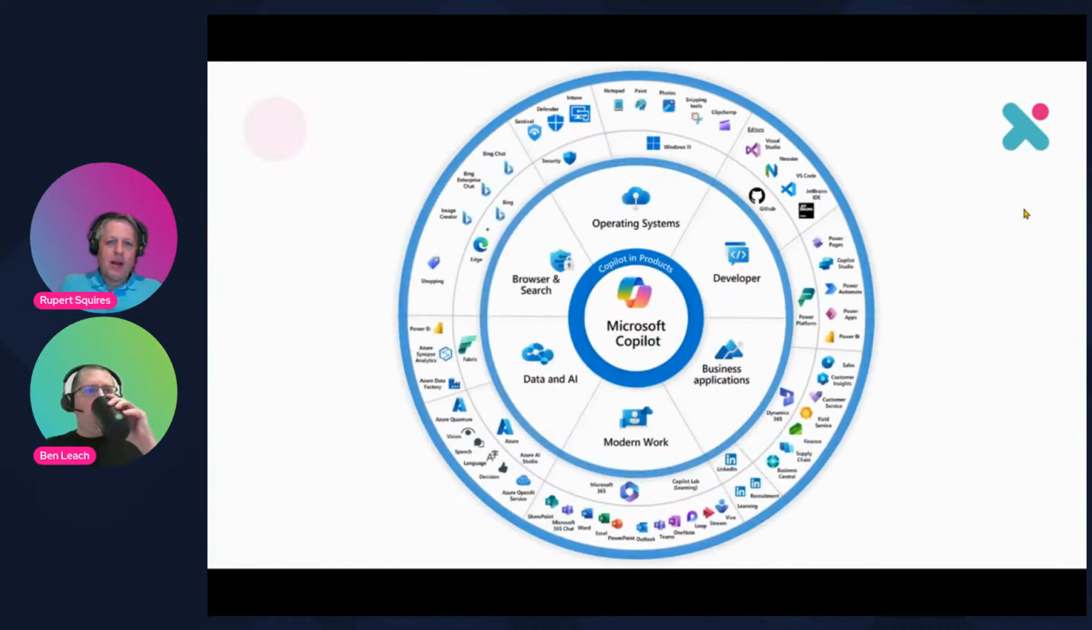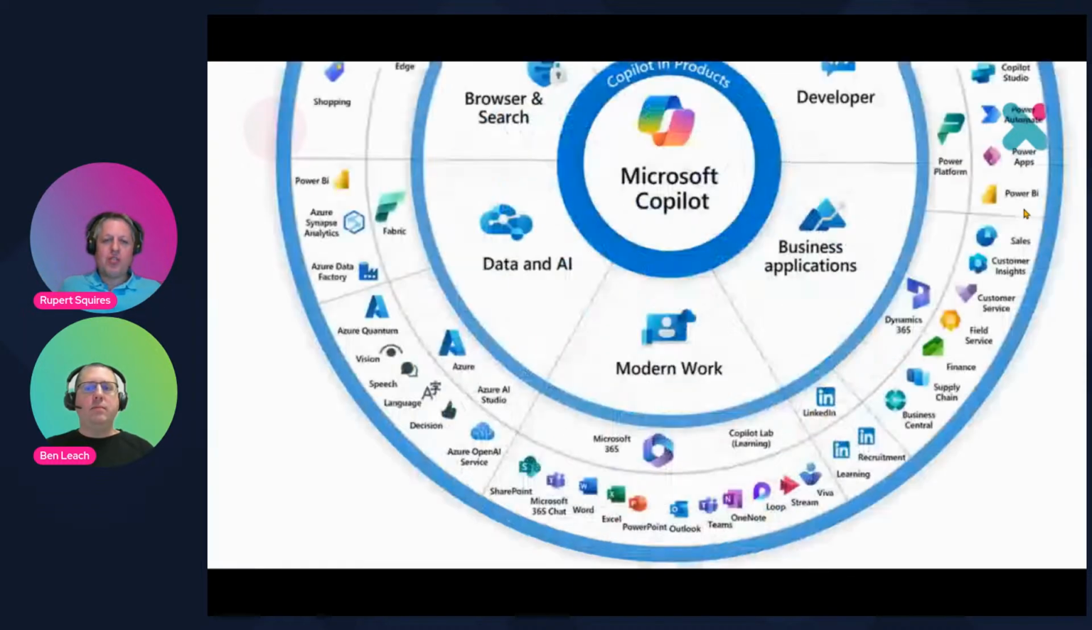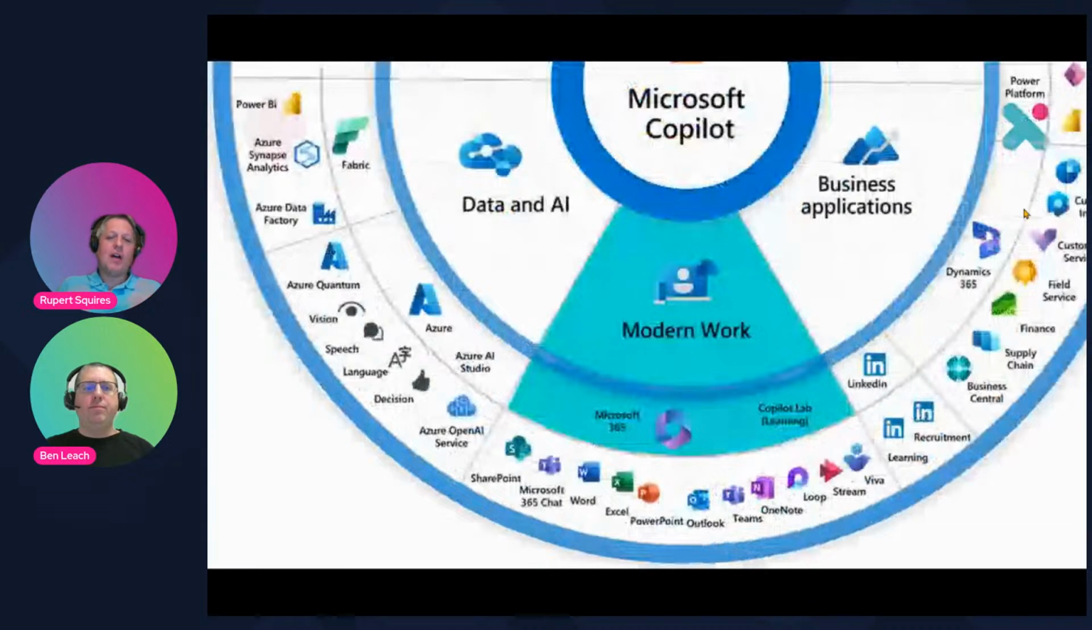Let's start with Copilot. So here's a Copilot wheel. This has been around a bit. It's probably already out of date due to the speed that Microsoft are adding new Copilots. And the area we focus on is what we call modern work. So that's everything you find under effectively office.com. So it's things like SharePoint, it's apps like Word, Excel, PowerPoint, and Microsoft Teams.